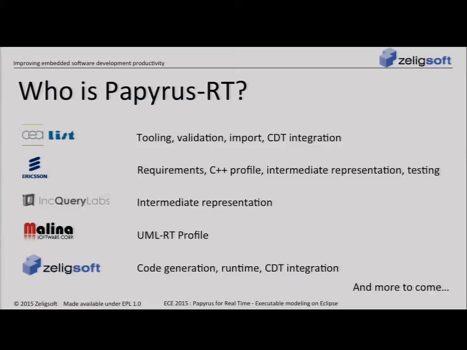There's Inquiry that worked on the intermediate representation. I don't know if somebody from Inquiry was supposed to show up, but I don't see them in the room. But there's Melina Software. Melina Software is really one person, Bran Selic, who was the brain behind ROOM. And he's the one who actually created our profile, the UML-RT profile. And there's Eluxsoft, my company. And we do the code generation, the runtime, and as well we end up doing the CDT integration.